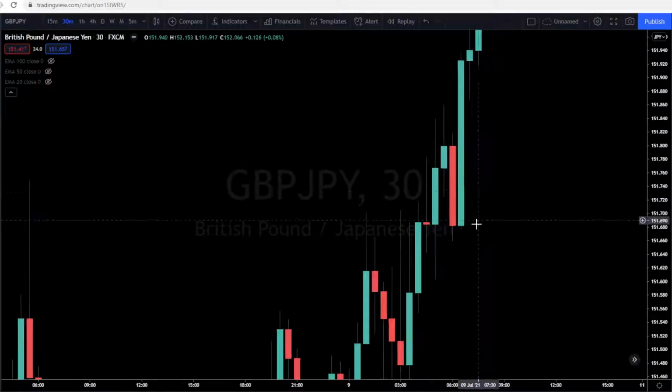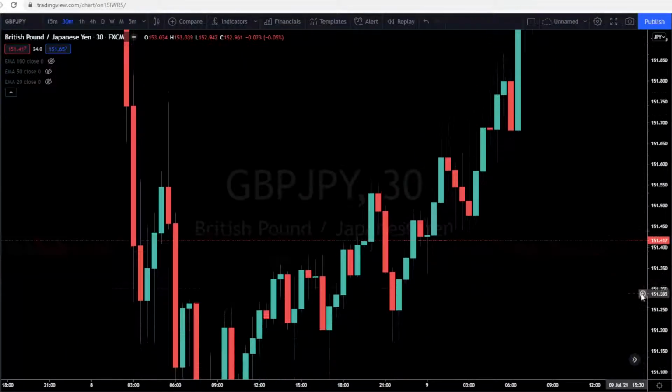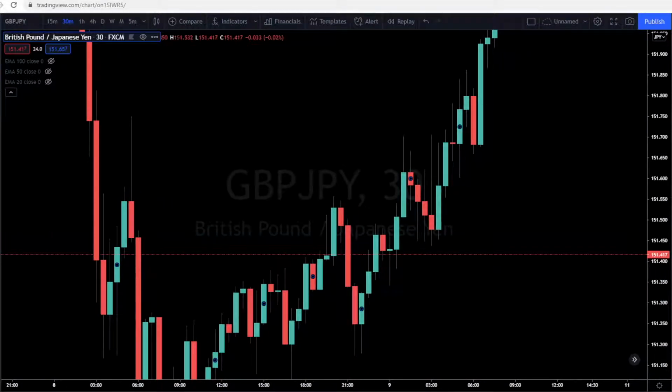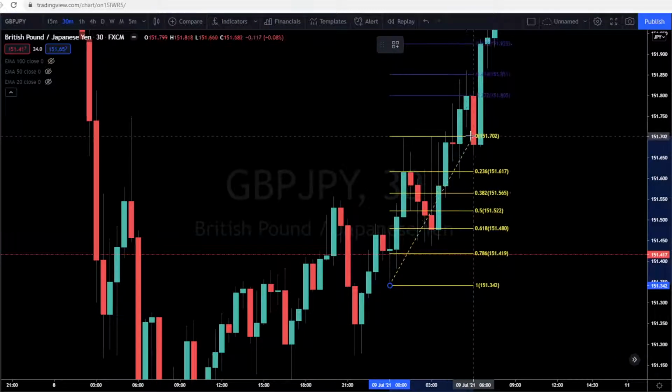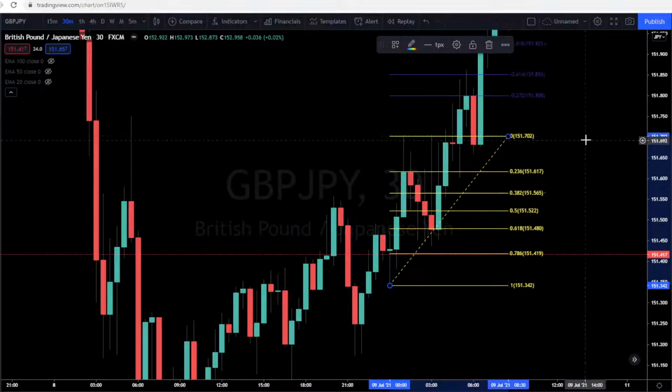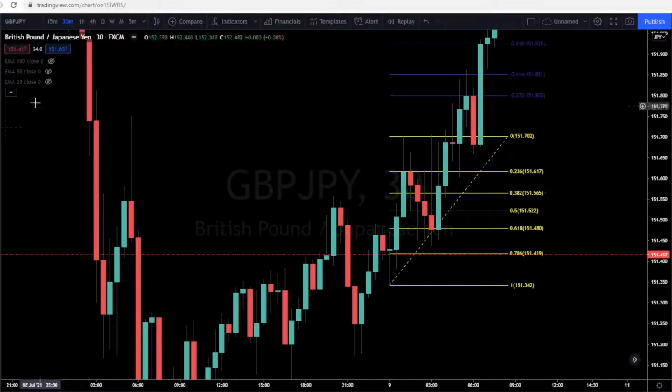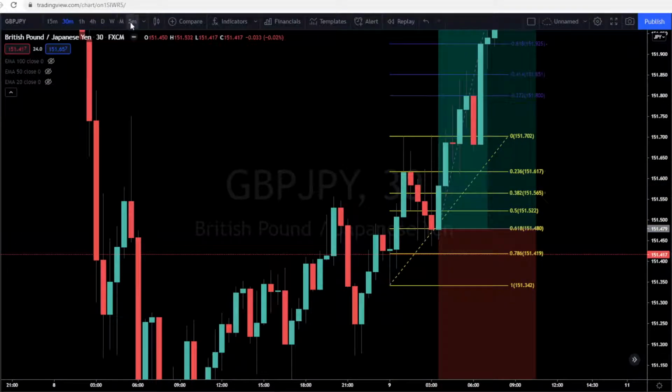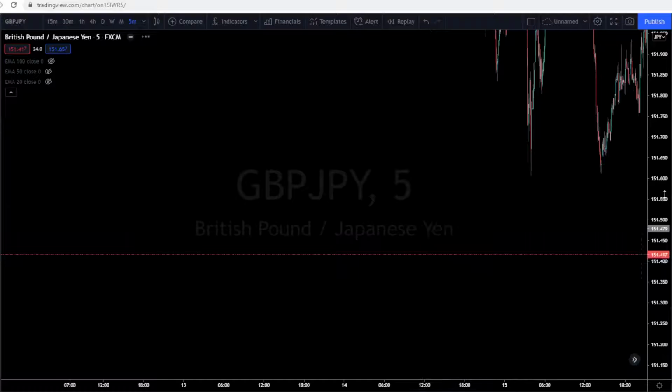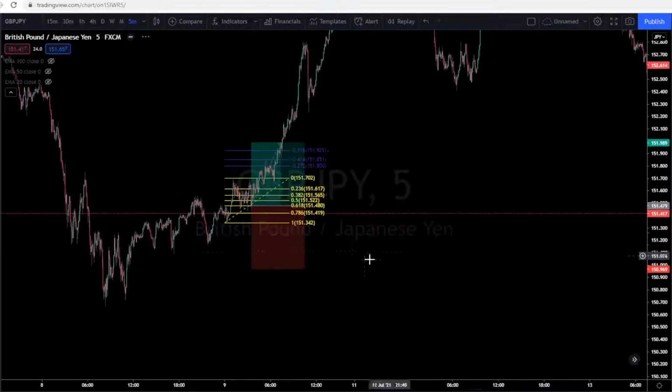Let me find a 618 pullback. This looks like a beautiful setup right here. Let's see. So we have the swing low, swing high. Yep, right off the 618. So if you take a look here, we're taking a long position right at the 618. Obviously, if you look at the lower time frames, hopefully I can go back that far and find it. Yep. Okay.